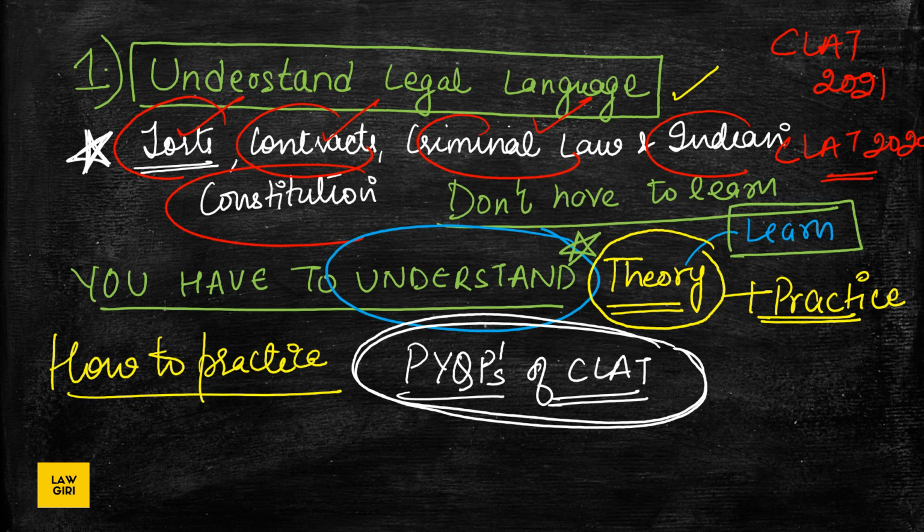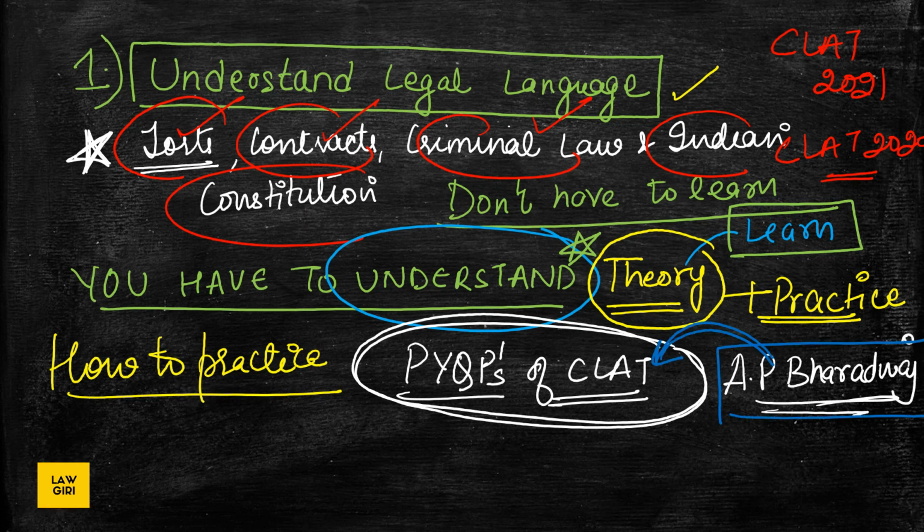For previous year question papers of CLAT, you can go for AP Bharadwaj. From AP Bharadwaj you can cover everything. Questions from previous years are in AP Bharadwaj, and then you have all these topics that I have talked about. Now AP Bharadwaj has a lot of repetitions, so I have done a particular video on how you have to study from AP Bharadwaj. Please watch that video, please.